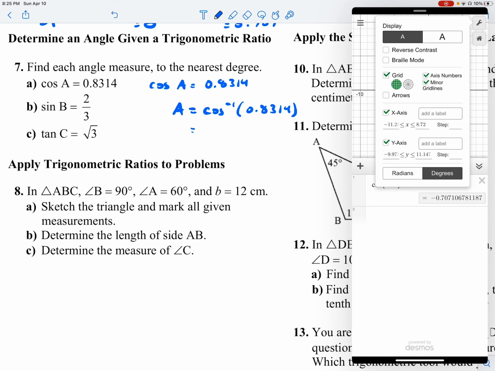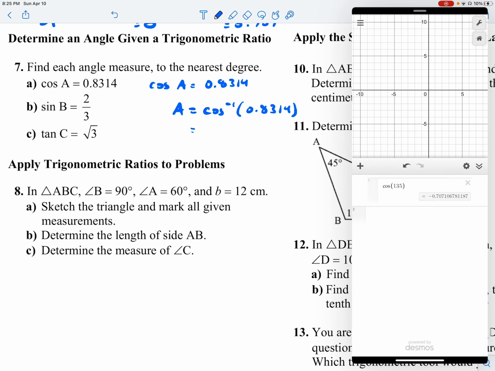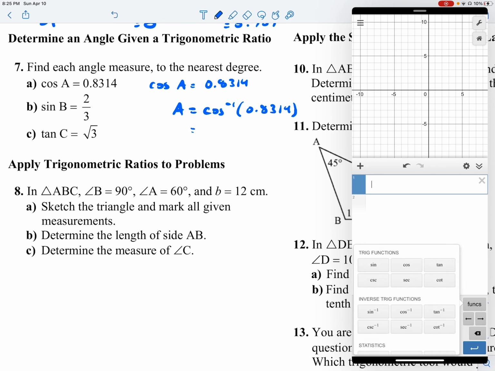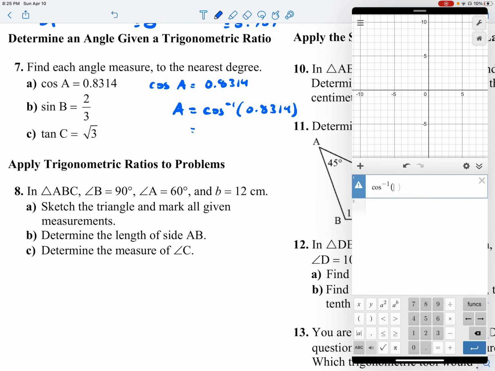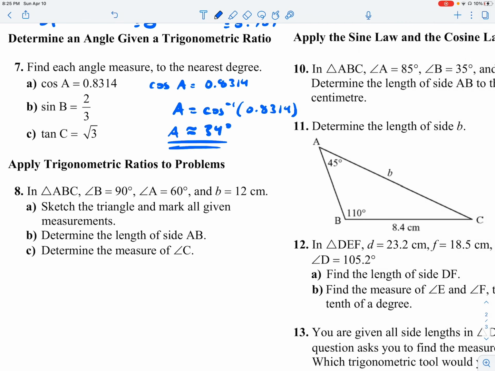Again, always make sure you're in degrees, which I am. So we're going to have cos inverse of 0.8314. 33.75. It says nearest degree, so 34 degrees is what we'd have to round to. Okay, so that was A. We'll do B right here.